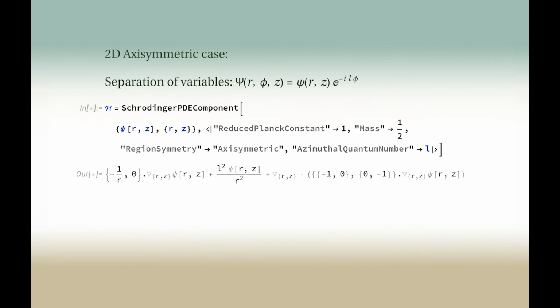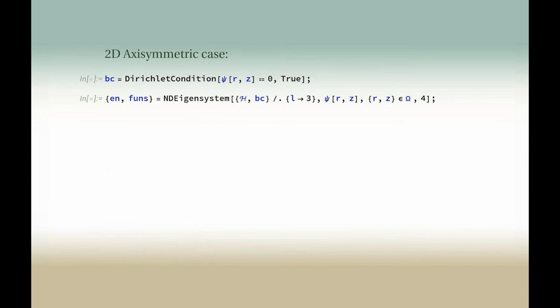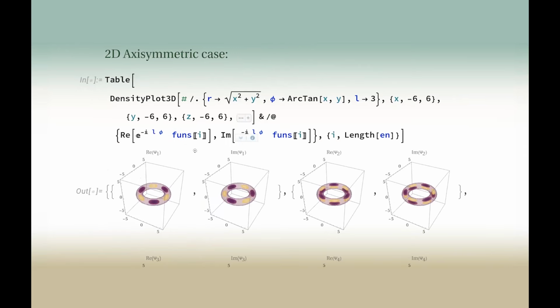We can do a 2D axisymmetric case. There we have a separation of variables done like this. This is how you set it up. And what we have here is a torus, and this is now the surface we compute on, and from this surface we can then infer the solution in the entire torus. Again, the eigensystem does the computation for us. And there you see the eigenmodes of this equation in the torus.